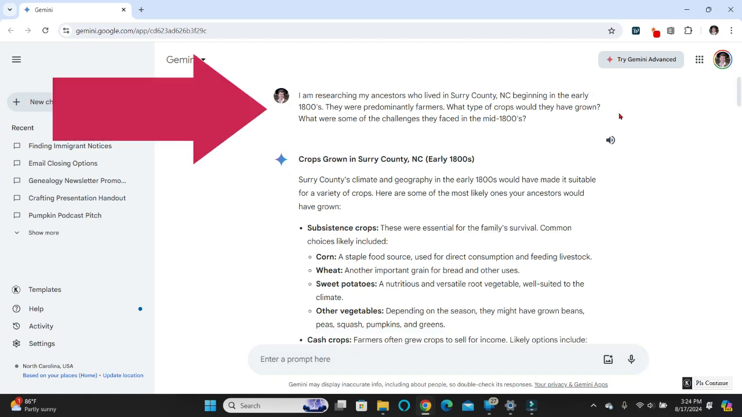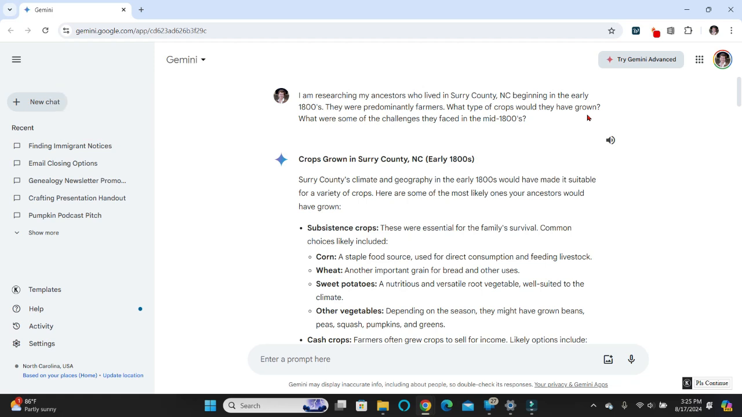Now, when we ask Google something, when we ask Gemini or any AI platform, what we ask it or how we ask it and the context that we put in our question for it is really important. So for instance, in this one, I said, I am researching my ancestors who lived in Surry County, North Carolina, beginning in the early 1800s. They are predominantly farmers. What type of crops would they have grown? What were some of the challenges they would have faced in the mid 1800s?